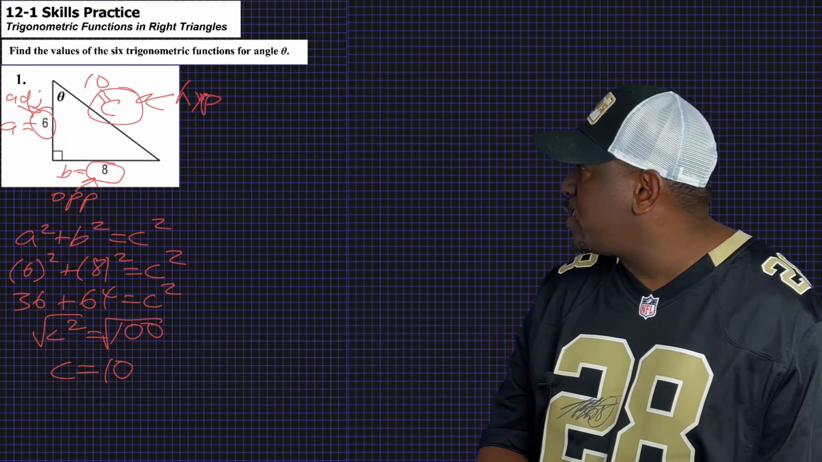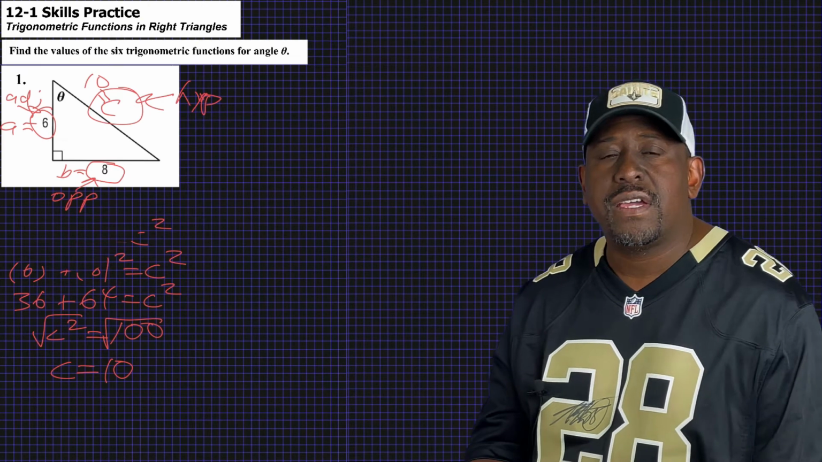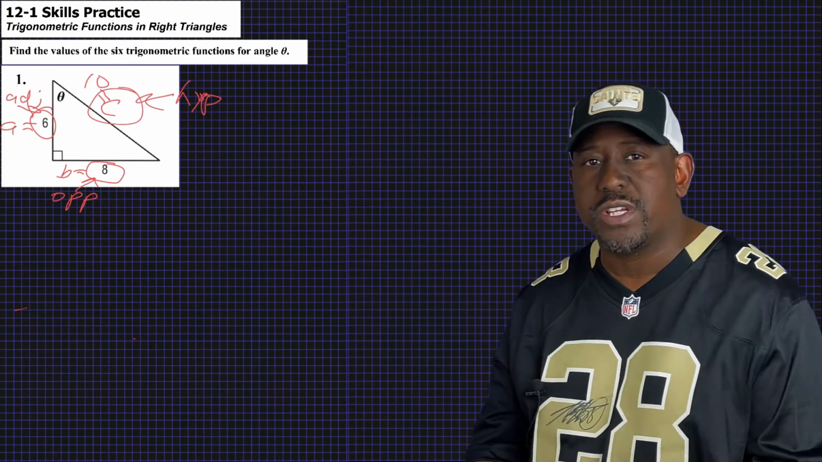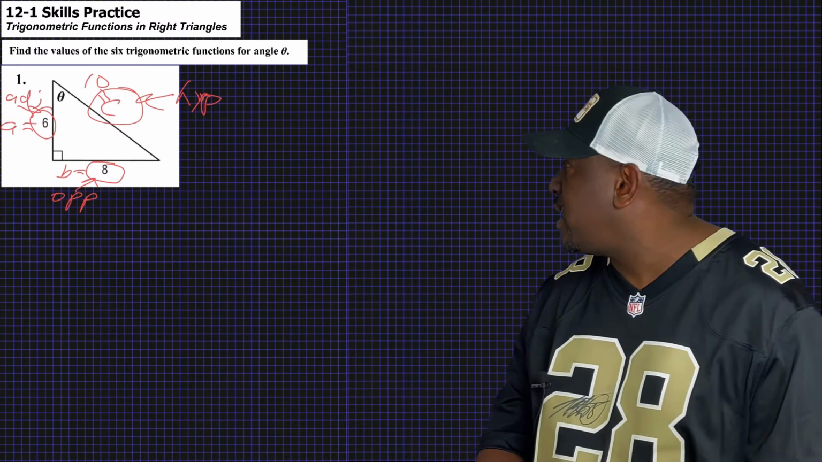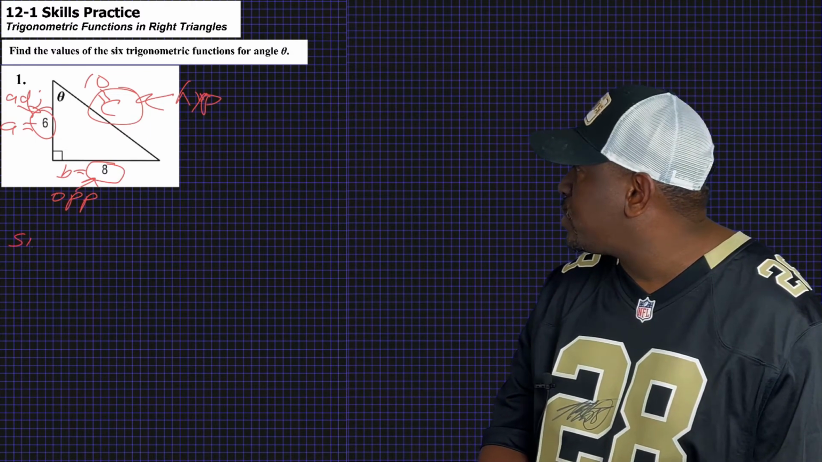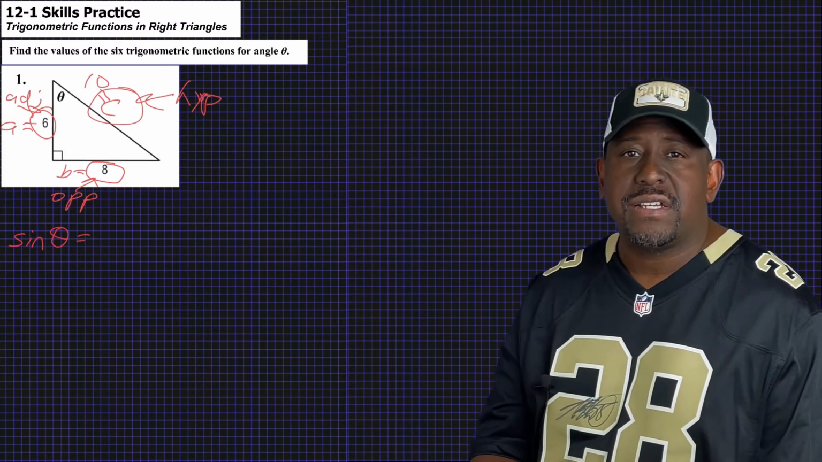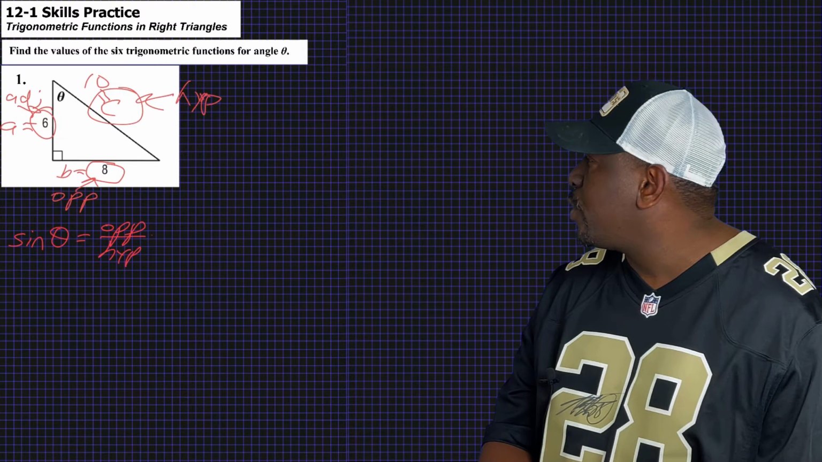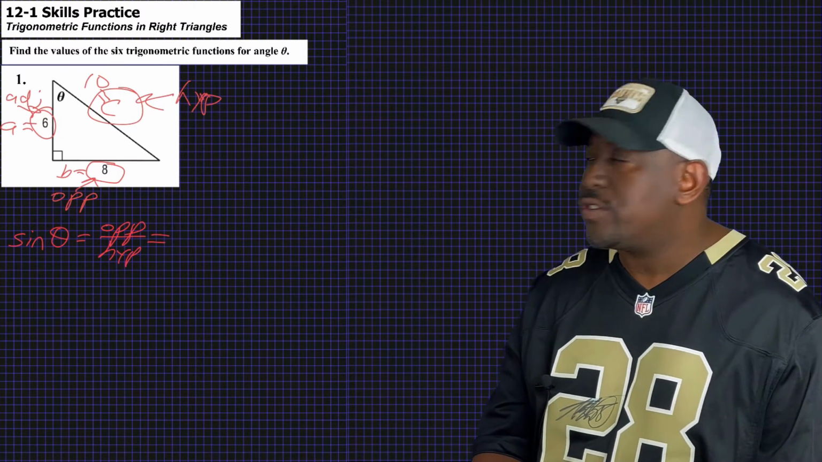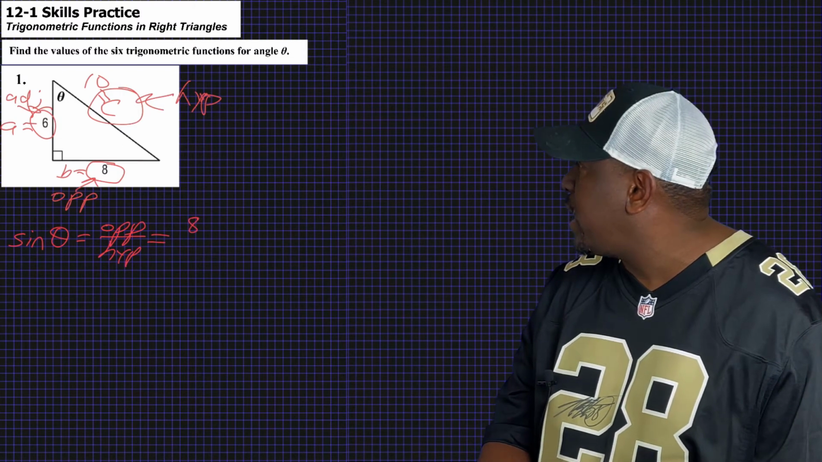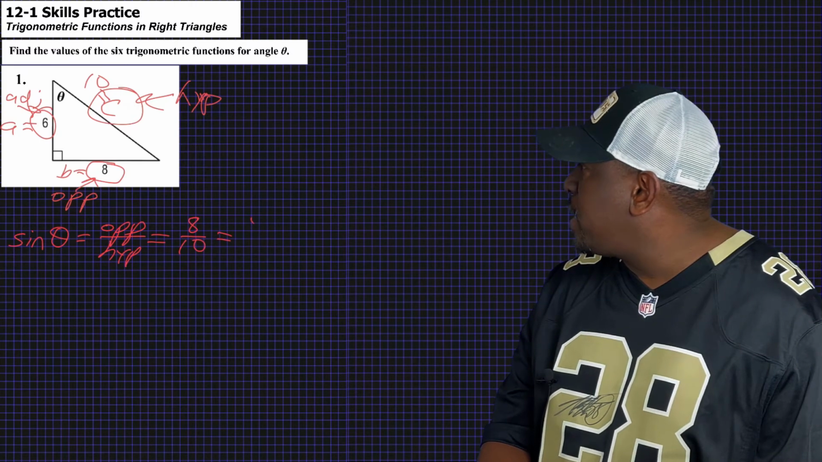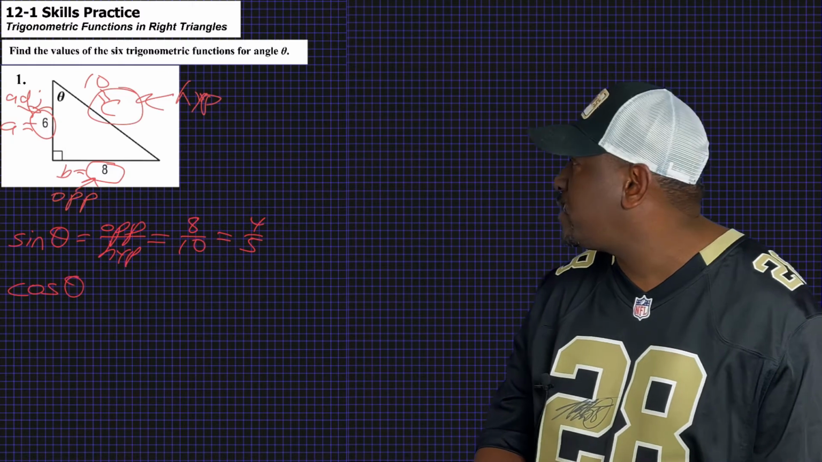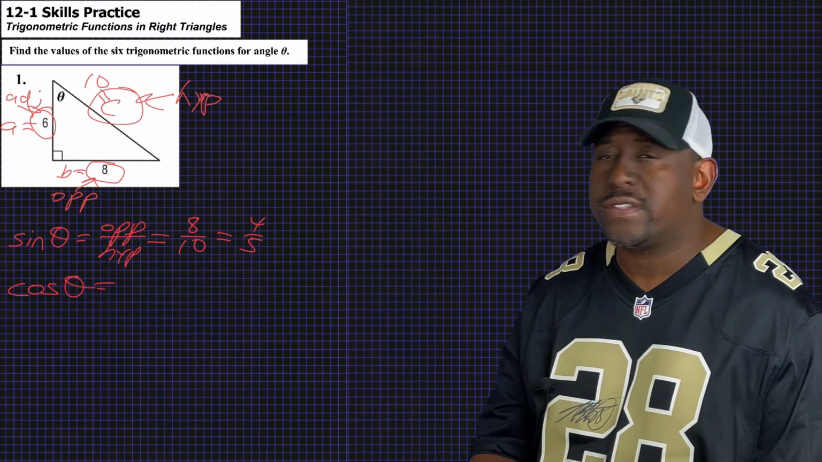So at this point, we could start solving the 6 major trigonometric functions that you will get familiar with. The more you do, they'll be second nature by the time we're done. We'll start with sine theta. The rule for sine theta is opposite over hypotenuse. That's the ratio. Since the opposite is 8 and the hypotenuse is 10, 8 over 10 simplifies to 4/5. So our sine theta is 4/5.